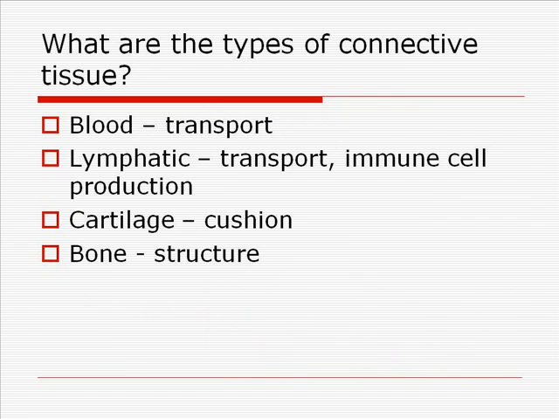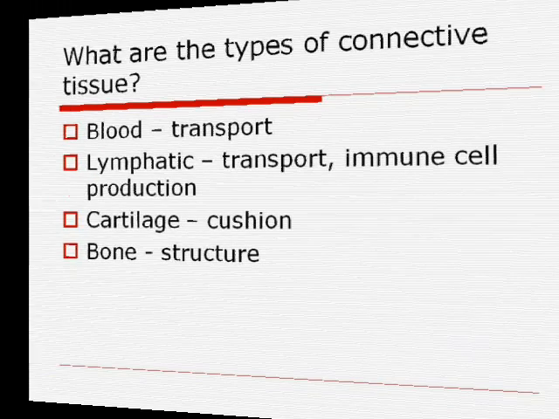What are the types of connective tissue? There are many types of connective tissue, but the main ones are blood, lymphatic cells, cartilage, and bone. Blood is used for transportation of nutrients and hormones. Lymphatic cells are used for transportation and production of immune cells. Cartilage serves as a cushion, and bone gives the body its structure and strength.